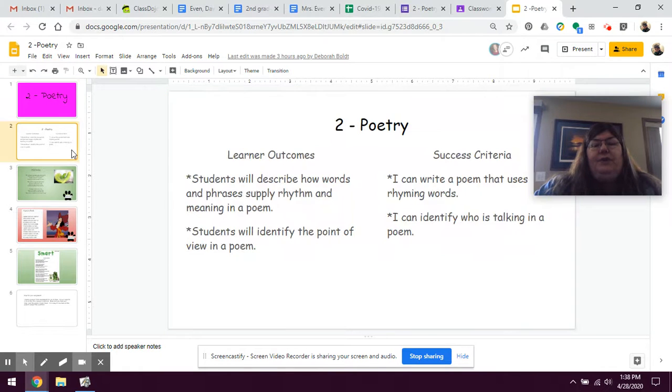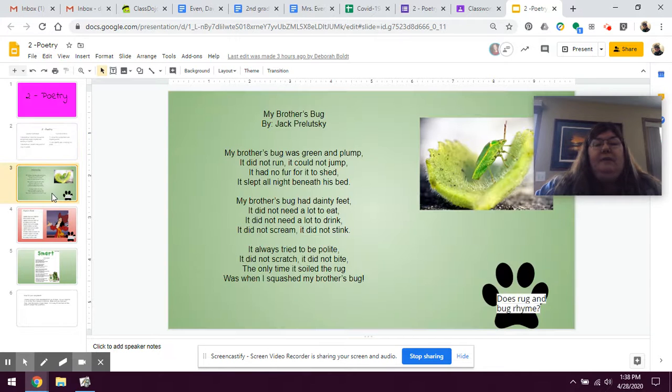It's time for our second poetry lesson. This lesson, we're going to talk about rhyming words, and we're also going to talk about the author's point of view. The success criteria is I can write a poem that uses rhyming words, and I can identify who is talking in the poem. The first poem we're going to look at is My Brother's Bug by Jack Prelutsky.